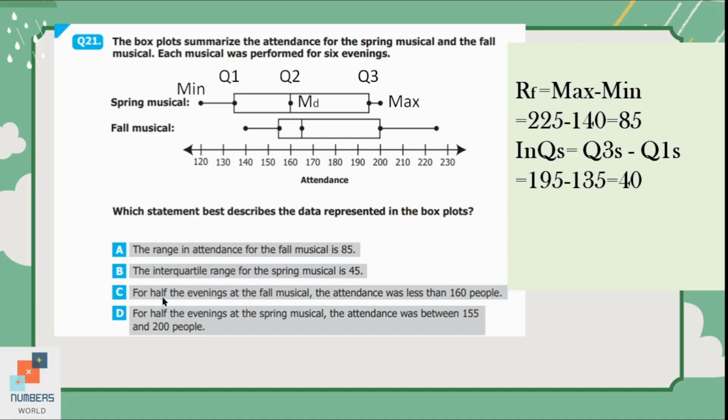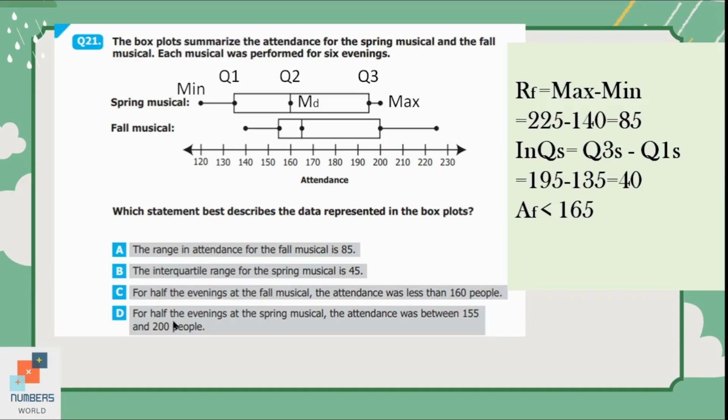Option C is for half the evenings at the fall musical, the attendance was less than 160 people. As we have discussed, each quartile is representing 25% of the data. So before the median and after the median, 50% of the data is represented. Look at the box plot of the fall musical. Here, the median of the fall musical is 165, not 160. So half of the attendance is less than 165, not 160 people. So option C is also incorrect.